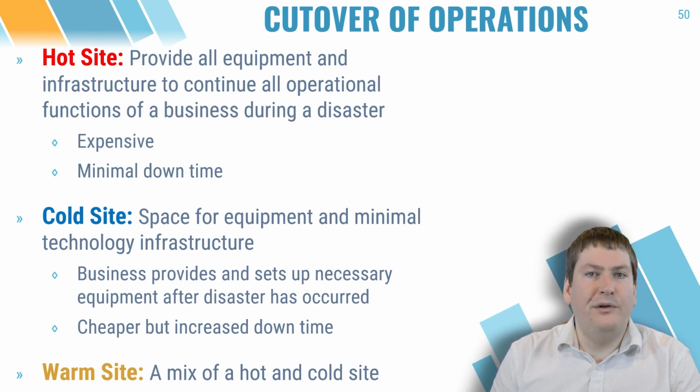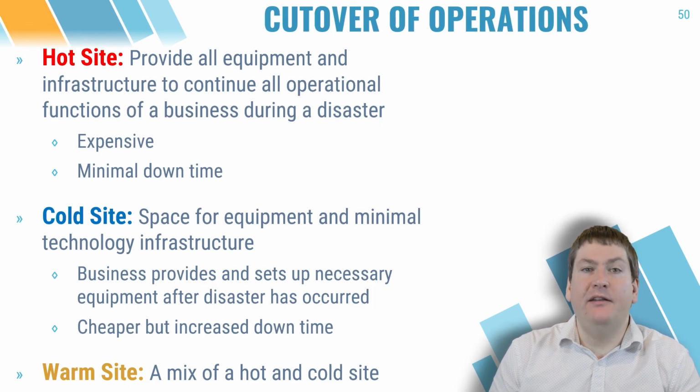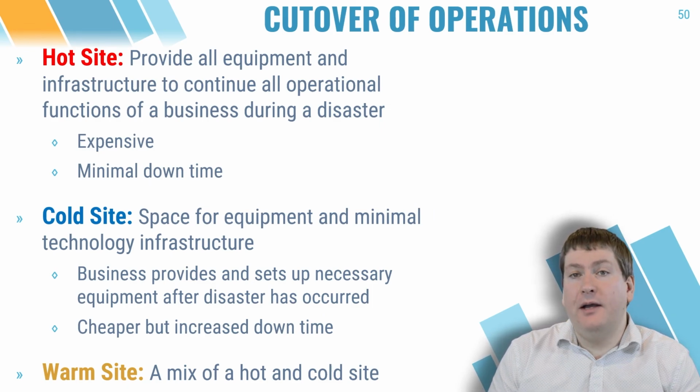Cold sites are remote sites that are mostly an empty space with minimal technology infrastructure. If a disaster occurs, your business would have to provide and set up the equipment before it can continue operations. The advantage of this is it tends to be cheaper, but the drawback is that you will have a longer downtime after a disaster occurs. A warm site is a mix of both strategies. For example, perhaps you have some of the network equipment already set up and ready to go, but during a disaster you might need to install and set up the servers and restore your backup.